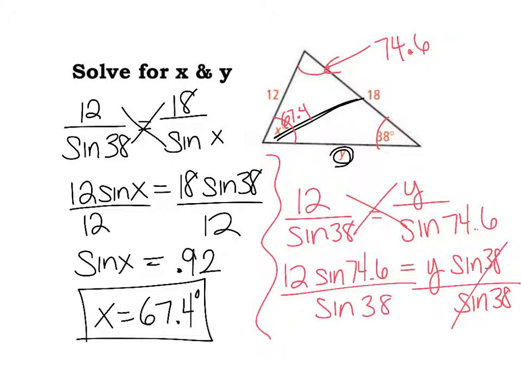Okay, and then I'm going to type this in my calculator. I'm going to be really careful with my parentheses. I'm going to say 12 times sine of 74.6. Close your parenthesis there. It'd be good if you were doing this in your calculator with me. And then you're going to take that and divide it by the sine of 38. Close your parenthesis. Equals. I got my y value to equal 18.8. All right, there you go. Let's try another one.